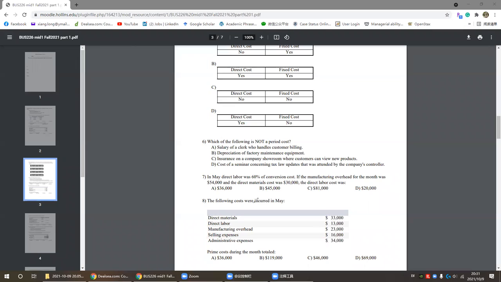The next one gave you a lot of information right here. It actually asks for the prime cost. We know the prime cost is equal to direct labor plus direct material. So 33,000 plus 13,000, and the answer will be 46,000. This should be very easy.